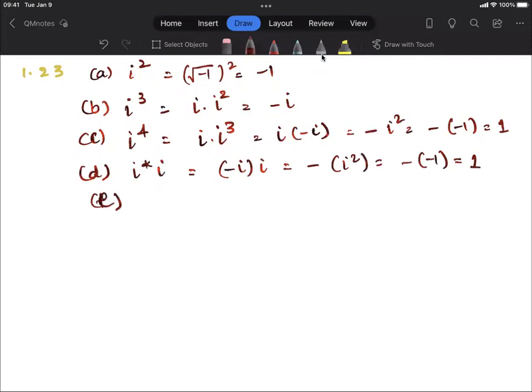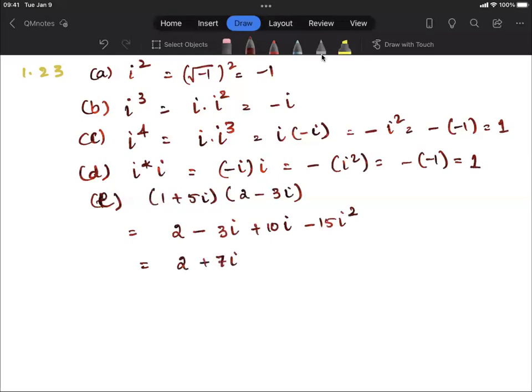Now, after D, we have E. E is 1 plus 5i times 2 minus 3i. It's a simple multiplication. 1 times 2 is 2 minus 3i plus 10i minus 15i squared. So this is going to be 2 plus 7i minus 15 times minus 1. It's going to be 2 plus 7i plus 15, or it's going to be 17 plus 7i.